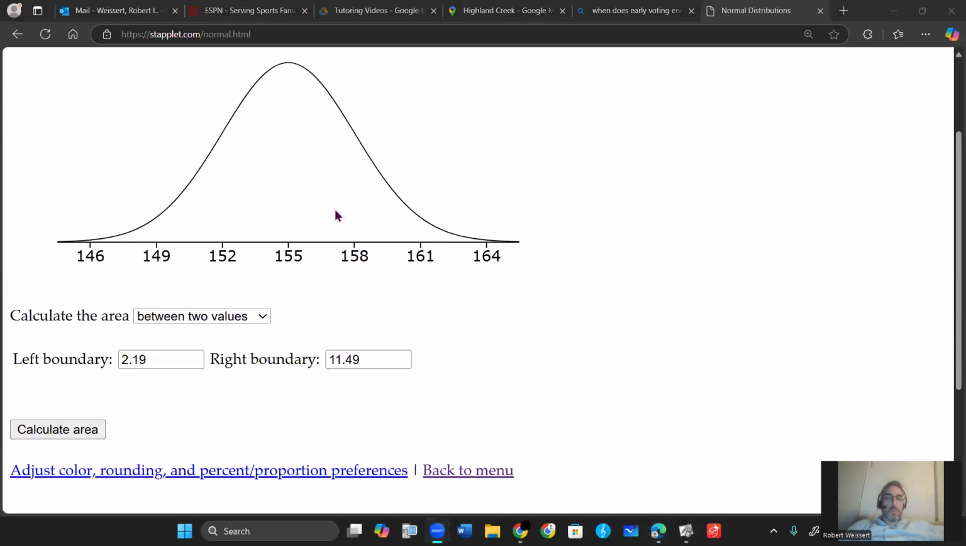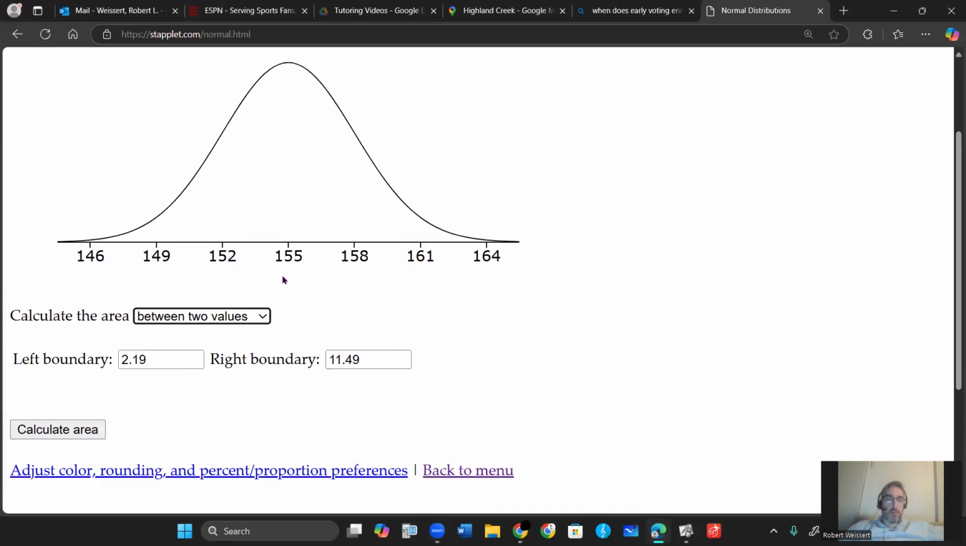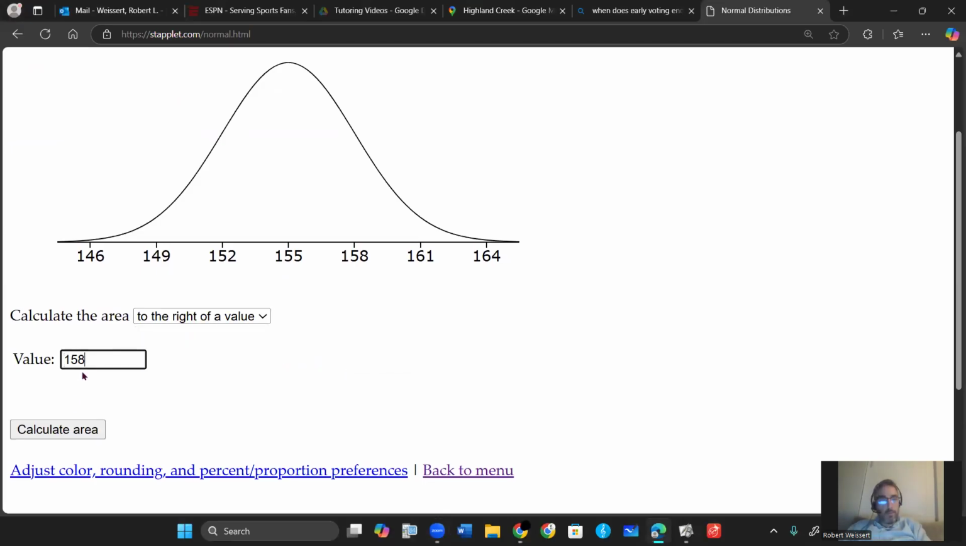Let's verify that. So if I want to go above a number, I can actually plot this in Statplet. I can do the mean 155 and the standard deviation of 3. And I want to go to the right of a value, and I'll put that value at 158. And the area is about 15.87%. So we rounded it to 16%, which is fine using that empirical rule.